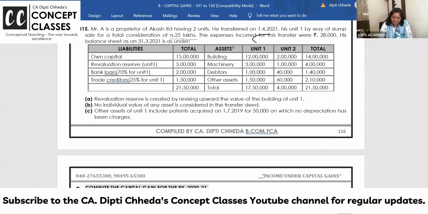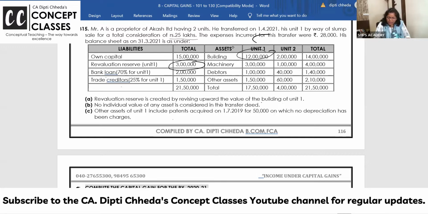Revaluation reserve, 3 lakh. It is created by upward revaluation of the building. So what we will do? We will take the building at 9 lakhs. I'm reading the problem with all of you, dear students. Hope you all are also reading.